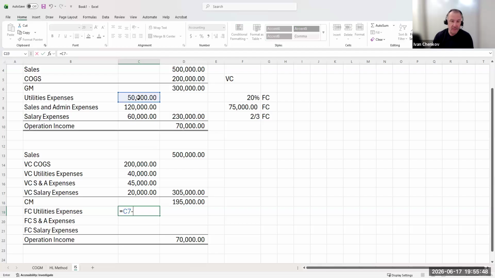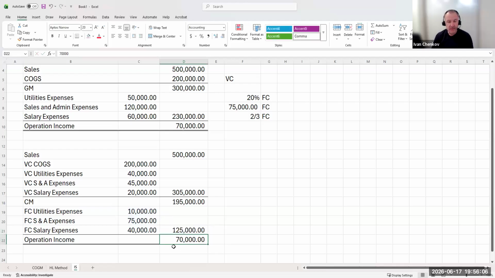So original minus the 40,000 is gonna give me the fixed cost for the utility expenses. The next one is gonna be 75,000 less, and the salary expenses for this. So my total fixed cost here will be the sum of all those numbers. So that's my fixed cost, 125. So 195 minus 25 does give me 70. That will be the question here.